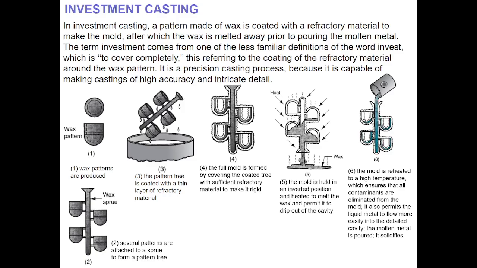Pour the molten metal. The molten metal will fill the cavity and diffuse to deeper points, and after solidification we can take the castings. Of course, we trim the sprue, trim some extended parts, and then split the components and complete the casting stage. That is investment casting.